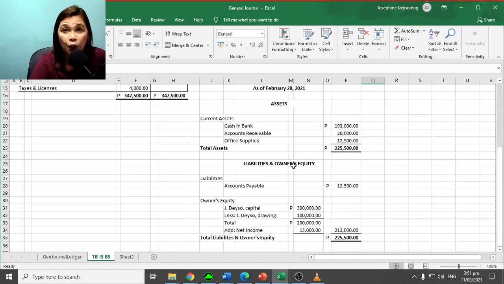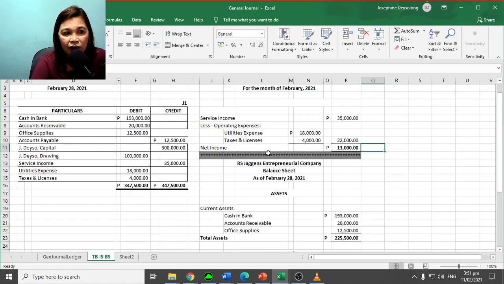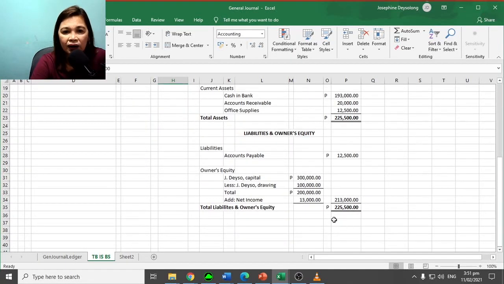Now for liabilities and owner's equity. You separate liabilities and owner's equity. For liabilities, by the way, liabilities are also current and non-current. Here, we only have one current liability, and that is accounts payable. So we have here 12,500 as your accounts payable. Where is the accounts payable in our trial balance? Is that correct? Yes, 12,500. It is there. All right.